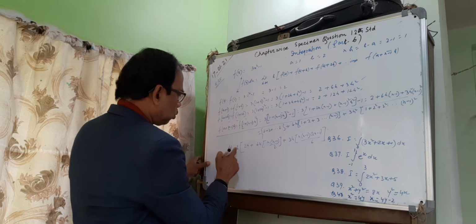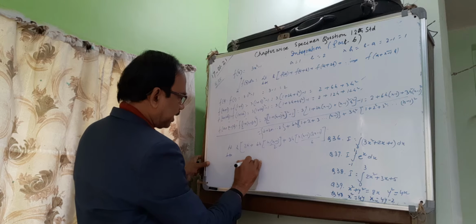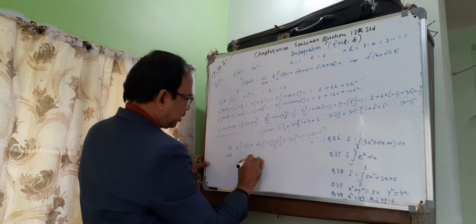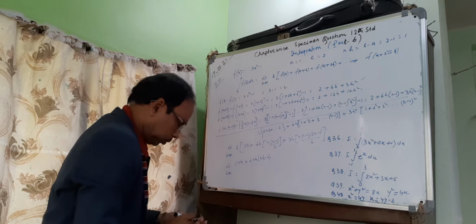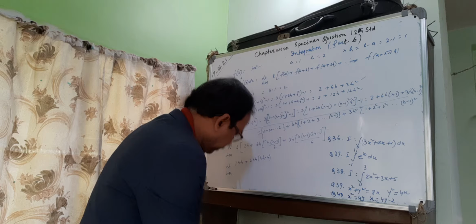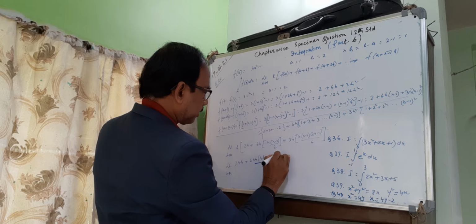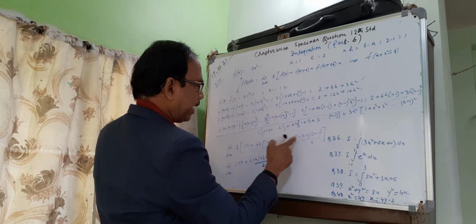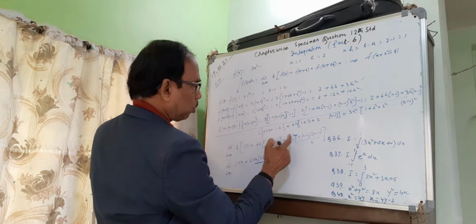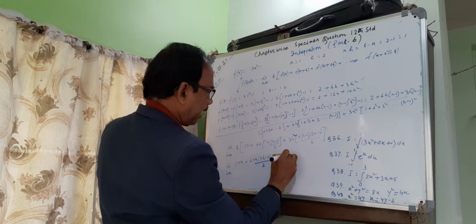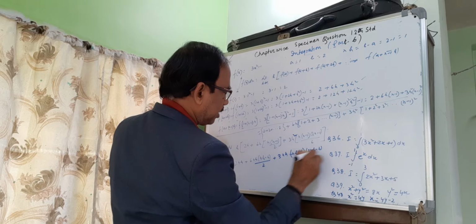Now put it here: equals limit h tends to 0 of 2nh, plus 6 h square into n(n minus 1) by 2, that is 3nh into (nh minus h), plus 3h cube into n(n minus 1)(2n minus 1) by 6, that is nh into (nh minus h) into (2nh minus h) by 2.